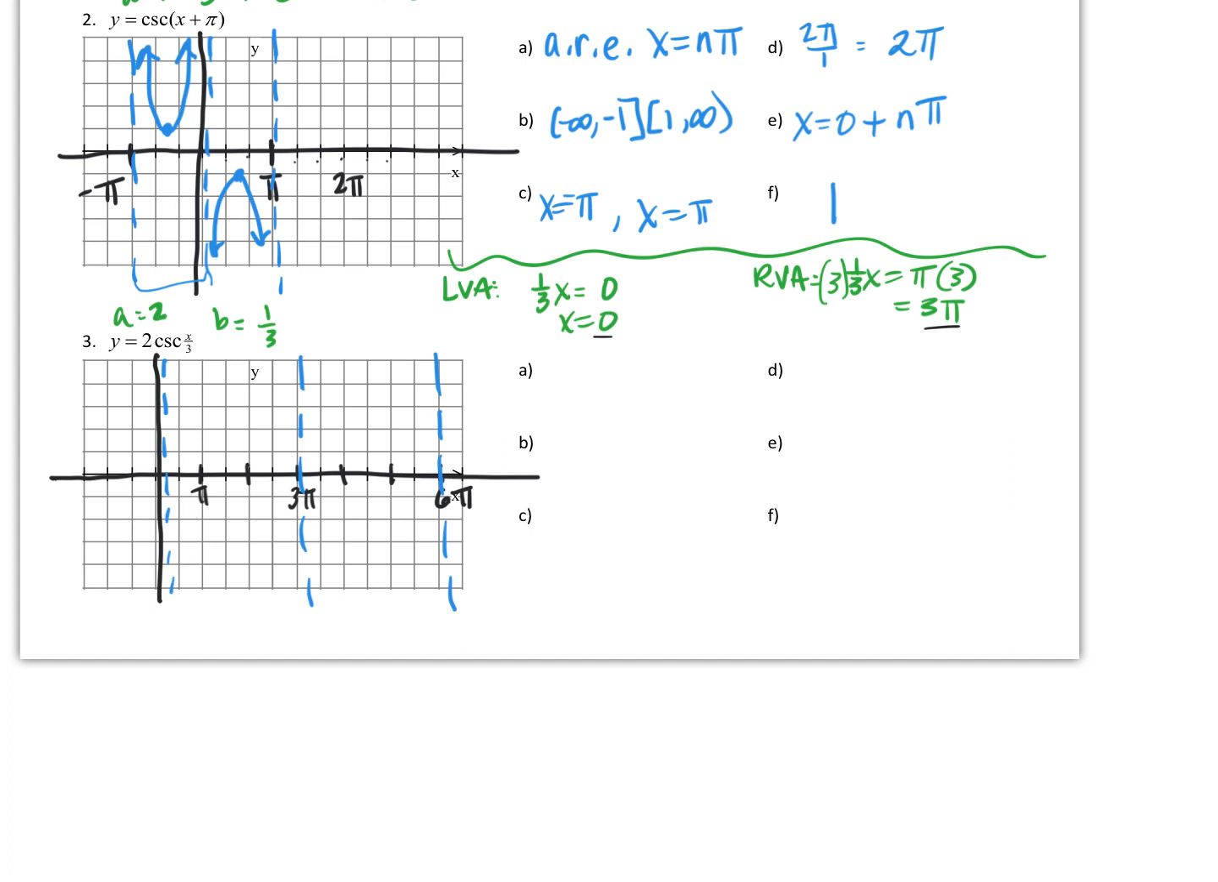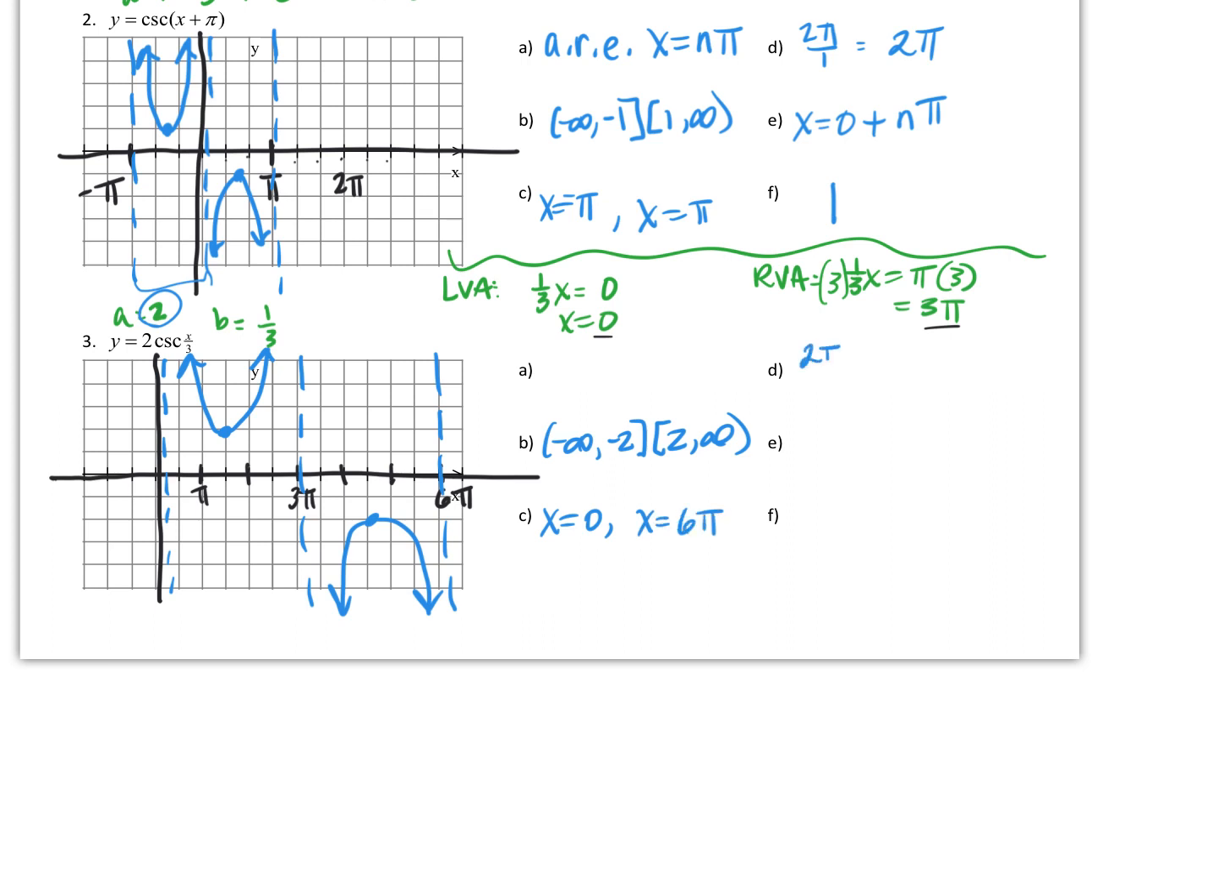Okay, now what about my y values? The y values are going to multiply by 2, so instead of being at 1, it's going to be at 2. So it still scoops up because it's +2, and this will scoop down because it's -2. The range will be -infinity to -2, +2 to +infinity. Where does it begin? It begins at 0. It ends at 6 pi.